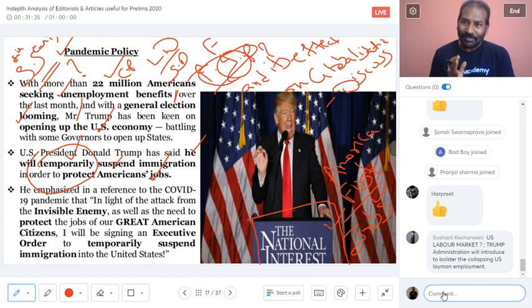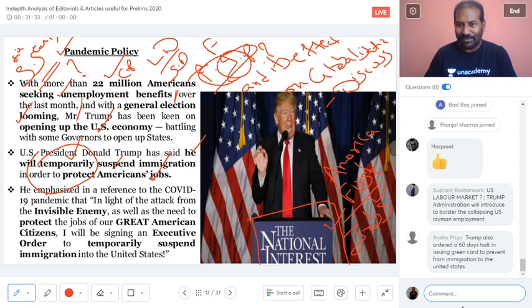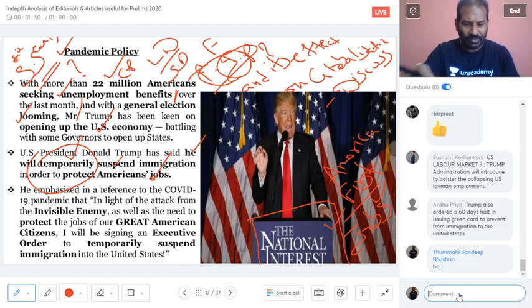And then we will also look at the way India goes ahead, and the impact, how it goes ahead. So, Shushan said U.S. labor markets are, yes, very well said. The Trump administration will introduce a bolster to collapsing U.S. layman employment. Anshupriya says Trump also ordered a 60-day halt in issuing green cards to prevent people from immigrating to the United States. Yes, very good. And to everyone who has joined, a very big hi.